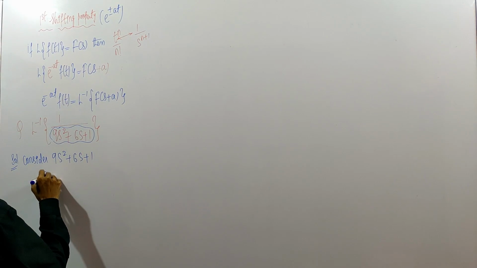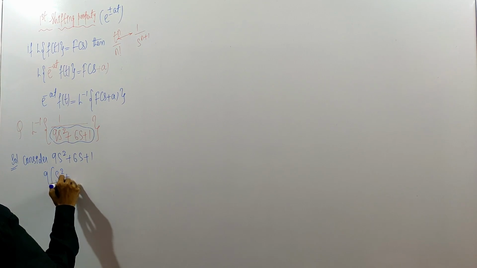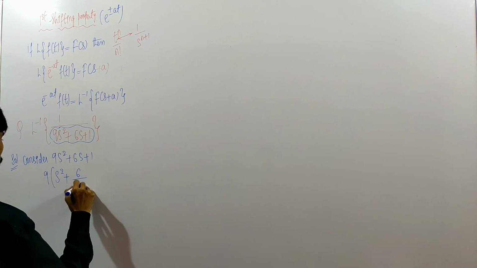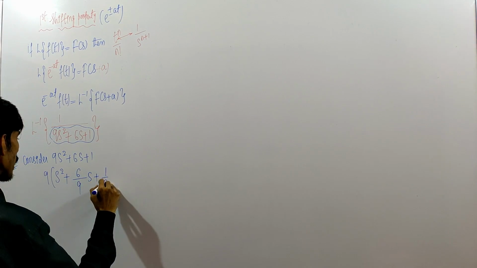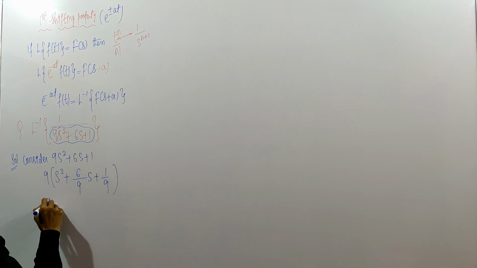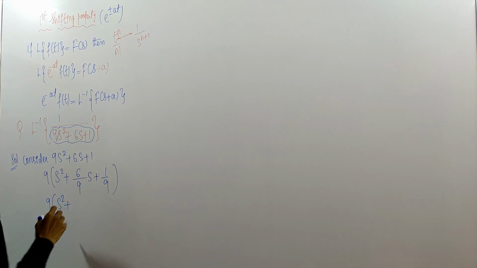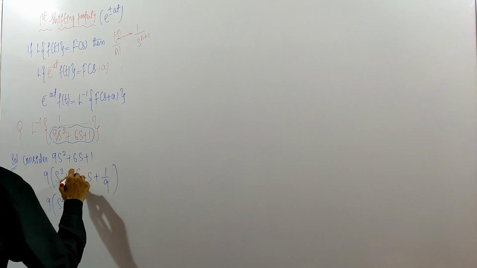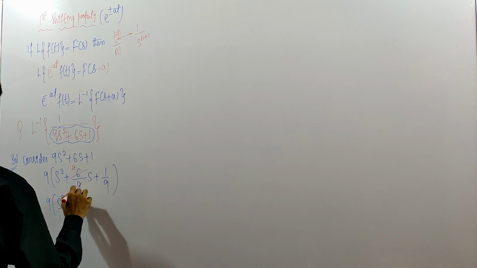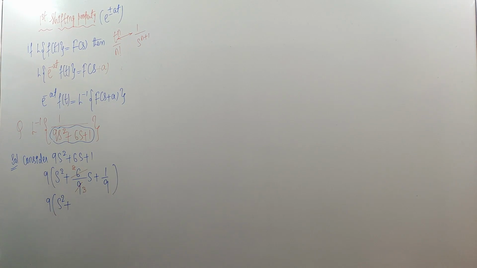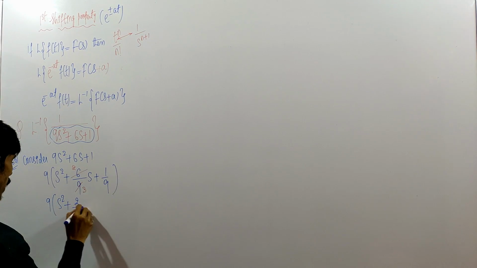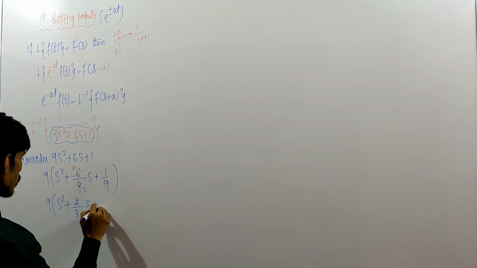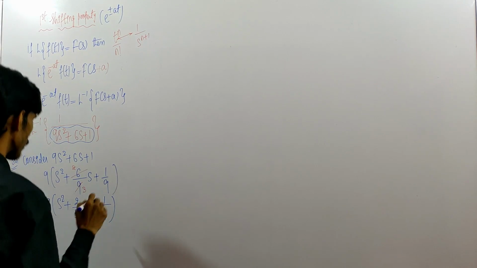Take 9 common, we have s square. Here we will get 6 by 9 into s plus 1 by 9. Here we have 9 times s square plus, if we cancel this, 3 2s are 6, 3 3s are 9. So we have 2 divided by 3 into s plus 1 by 9.